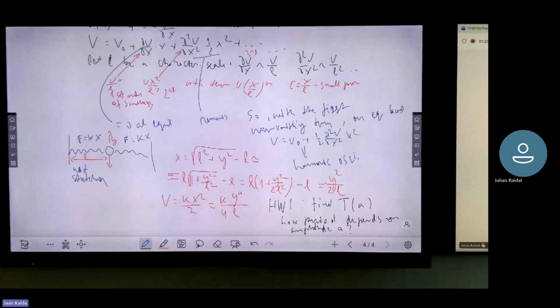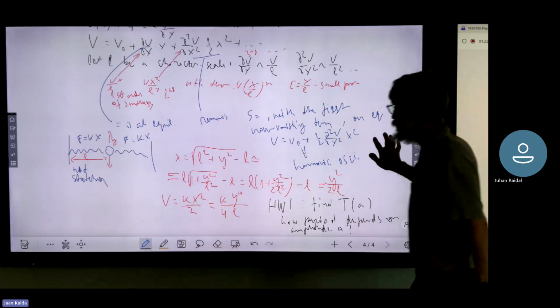And the fun thing here is that actually, if amplitude goes to 0, period goes to infinity. It should be something like 1 divided by a. Now, how do you solve it? Wait, first, what is written again? I can't read. What is written? How does the period depend on amplitude a?